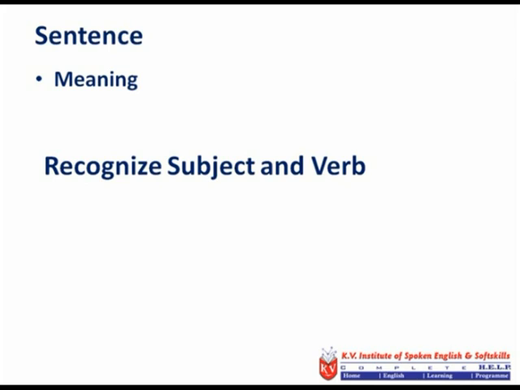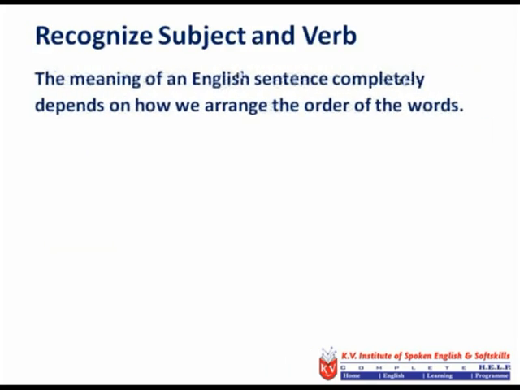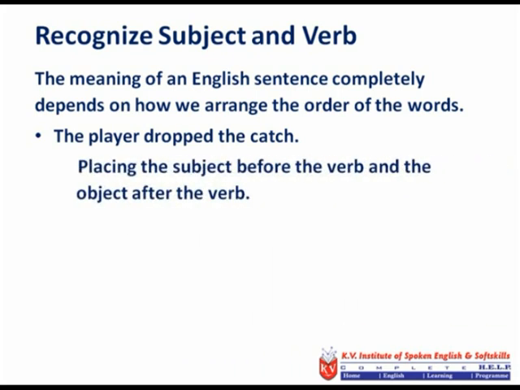To be able to find the subject in a sentence, you need to ask yourself what word the sentence is describing. And you also need to ask yourself what did the subject do to find out the action verb. The meaning of an English sentence completely depends on how we arrange the order of words. For instance, the player dropped the catch. It is a very simple sentence.